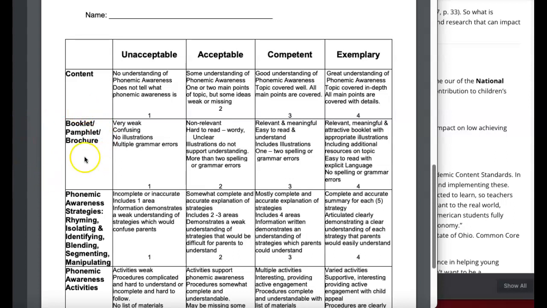The book, the pamphlet, brochure, is it relevant, meaningful, and attractive? Does it have appropriate illustrations? Does it include additional resources on the topic? Is it easy to read with explicit language? No spelling or grammar errors should be evident.